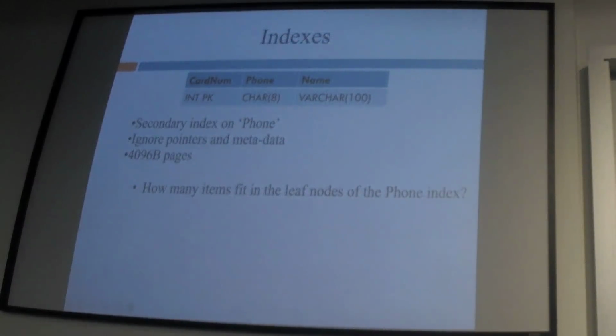Okay, how many items fit in the leaf nodes of the phone index? So now what is an item in the leaf node of a secondary index? Here's a leaf node. There's going to be some parent, and a bunch of leaf nodes. What's the max number of them that will fit? So what we need to know is, what are they actually storing? Doesn't it store the whole thing, which would be 100 plus 8 plus 4?